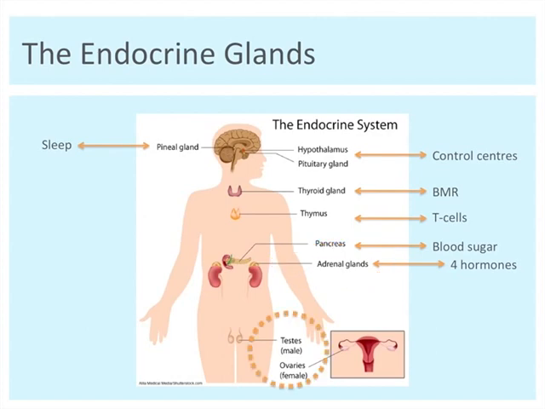Finally, the last gland are the reproductive glands. The reproductive glands produce sex hormones. In males, the testes make the sex hormones, whereas in females, the ovaries are responsible for making the sex hormones.